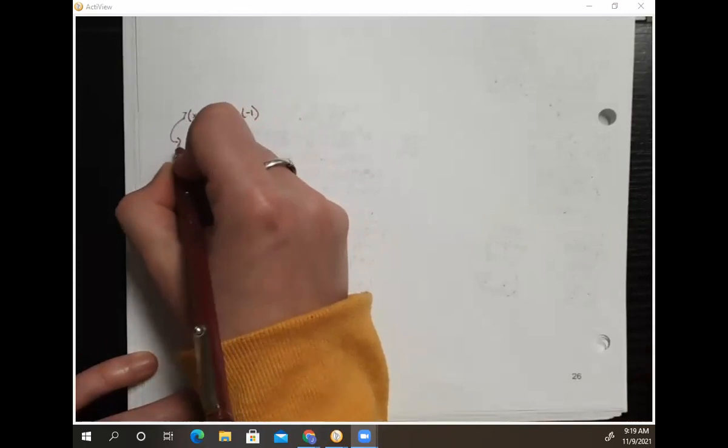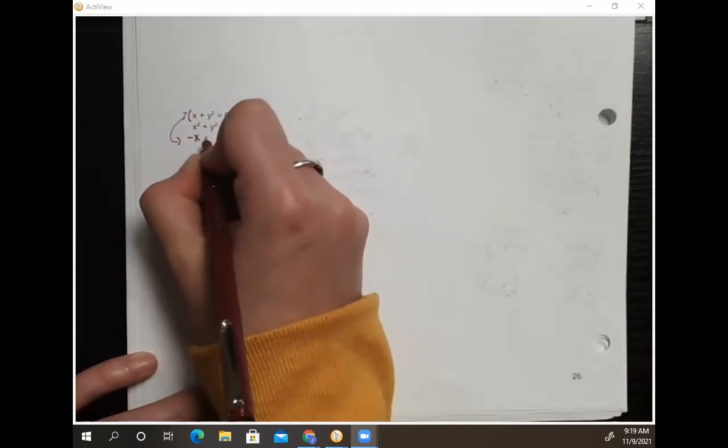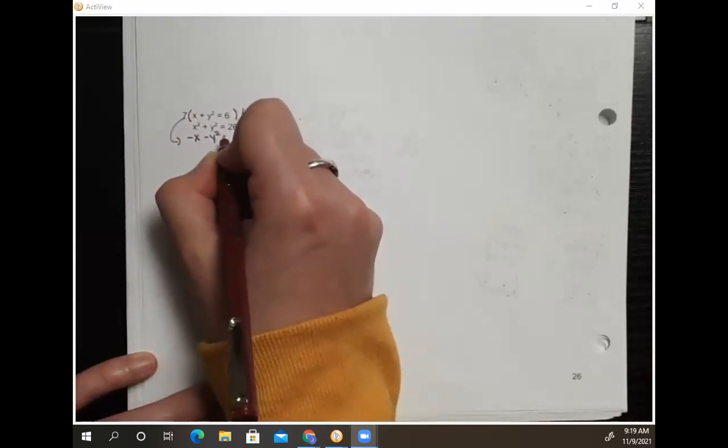I'm going to rewrite that down here. So I get negative x minus y squared equals negative 6. We haven't had to do this with any of our elimination problems yet, so I just wanted to walk through this as a reminder.